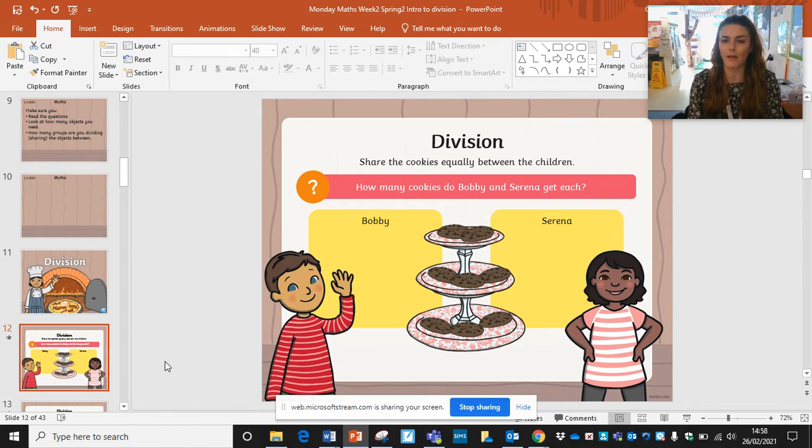What we need to then think about is how many we're sharing between. So it says Bobby and Serena. So we've got Bobby and Serena. So how many are we sharing it between? So we're sharing it between 2. Okay, so we've got 8 cookies and we're sharing it between 2 people. It's really important when you're sharing that you go from one group to the other one at a time. 1, 2, 3, 4, 5, 6, 7, 8. Okay, until there's no more left.